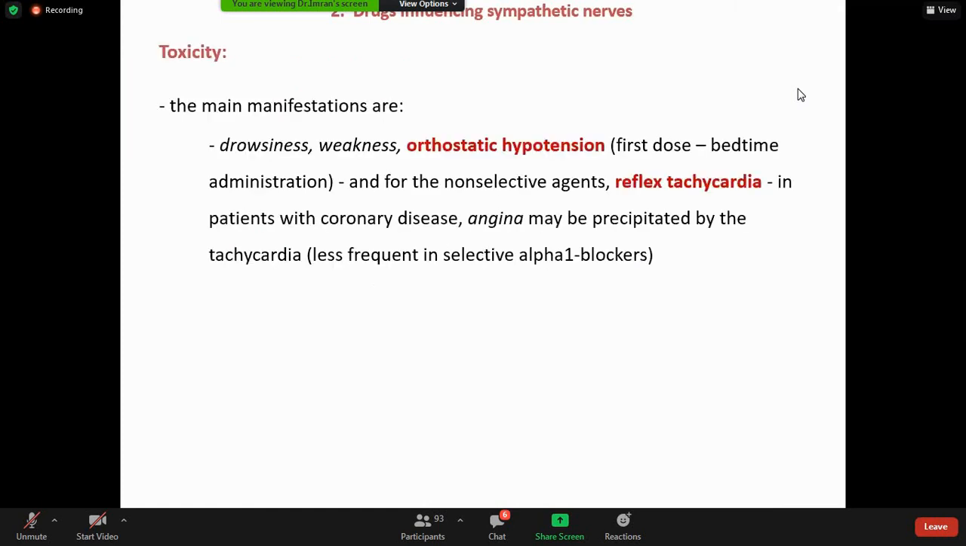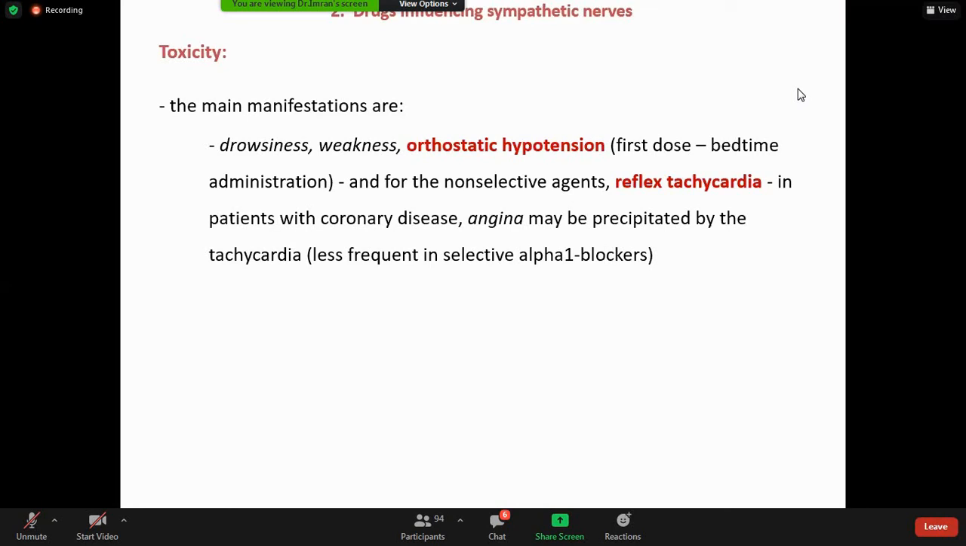Toxicity: the main manifestations are drowsiness, weakness, and this is very important, orthostatic hypotension, which we have already discussed. First dose, bedtime administration is recommended to avoid syncope, to avoid the dropping of blood pressure. And for the non-selective agents, reflex tachycardia. In patients with coronary disease, angina may be precipitated by the tachycardia. It is less frequent in selective alpha-1 blockers.